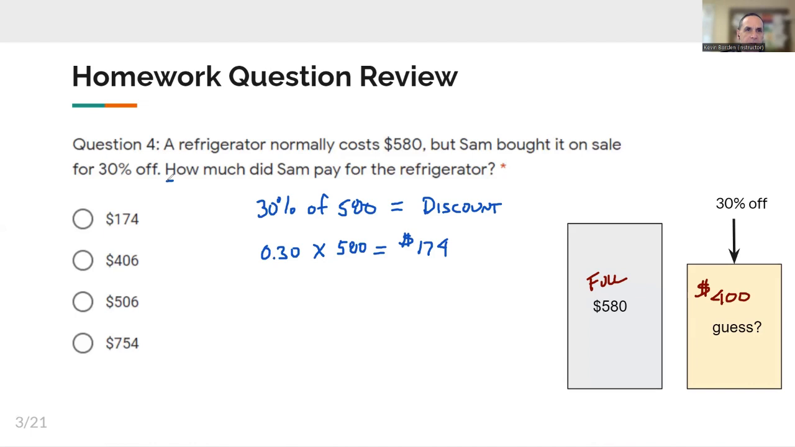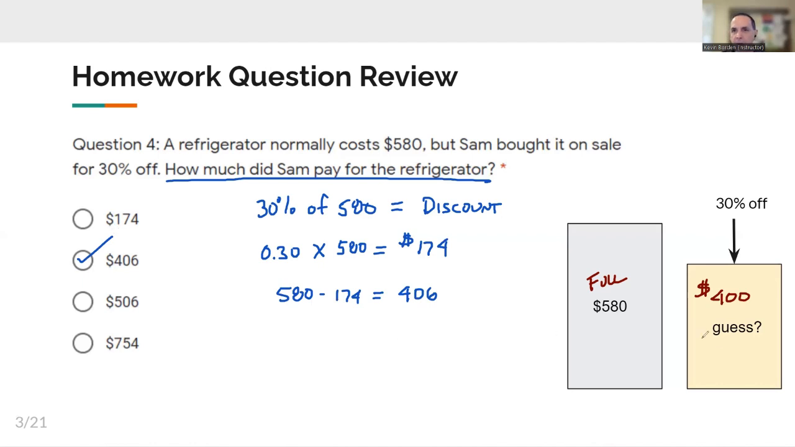So this is because this is the discount and we've clearly labeled it as such. We know that since we're trying to find out how much Sam is going to pay for the refrigerator, we need to subtract this from the original amount. One more step to go. 580 minus 174 gives us $406.